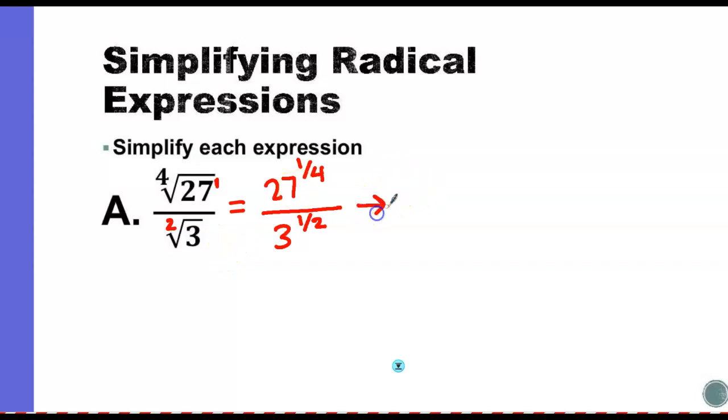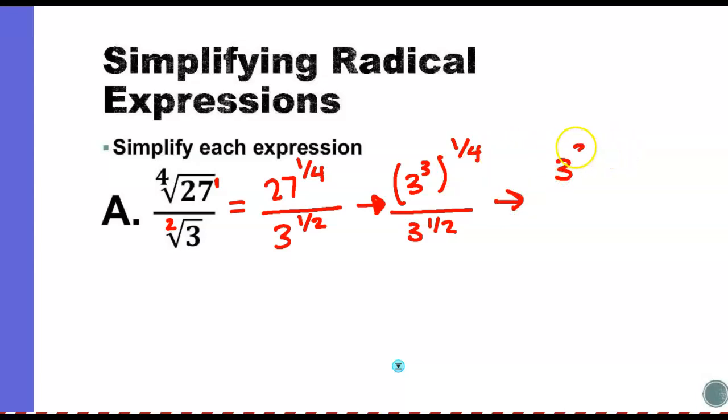So let's go ahead and rewrite this to get a common base. What I mean by that is let's convert this 27 to 3 to the 3rd. I chose 3 to the 3rd because there's a 3 in the denominator. As we've done before, let's go ahead and multiply the exponents on the numerator. So that would give me 3 to the power of 3/4 over 3 to the power of 1/2.